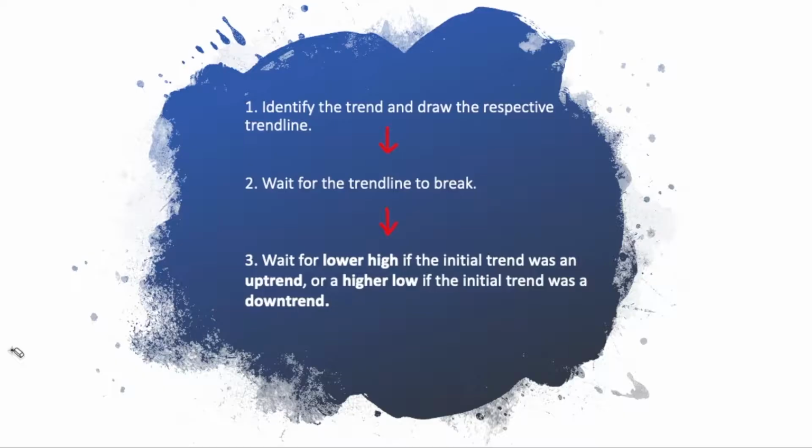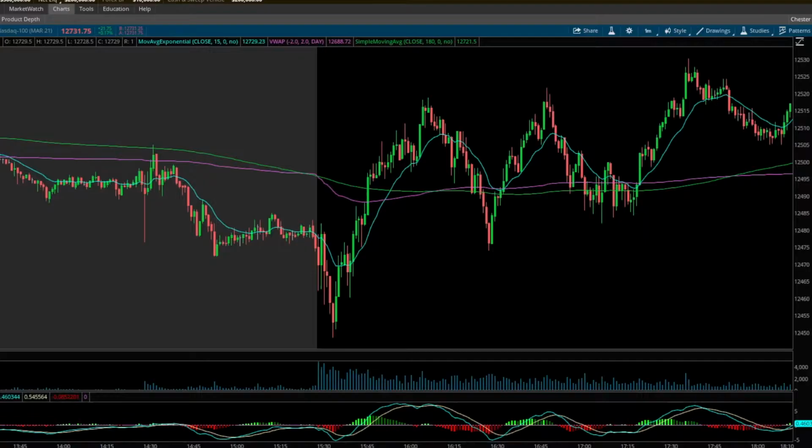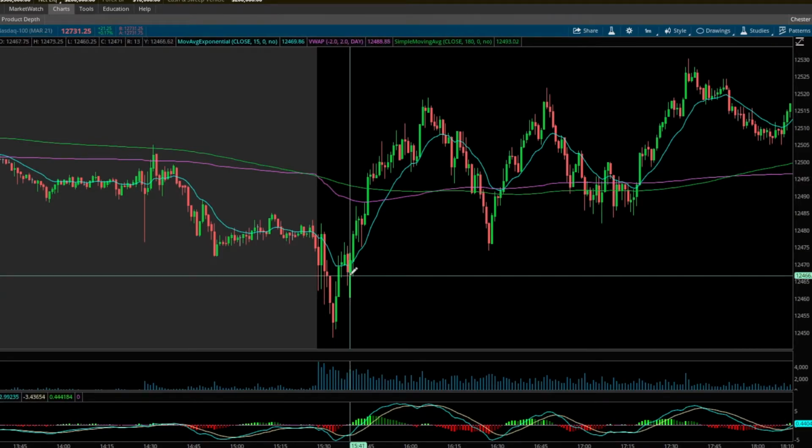So first you need to identify the trend and draw the respective trend line. Then you need to wait for the break of this trend line, and finally you have to wait for a lower high if the initial trend was an uptrend, or a higher low if the initial trend was a downtrend. Now let me show you guys how this strategy works on an actual chart.